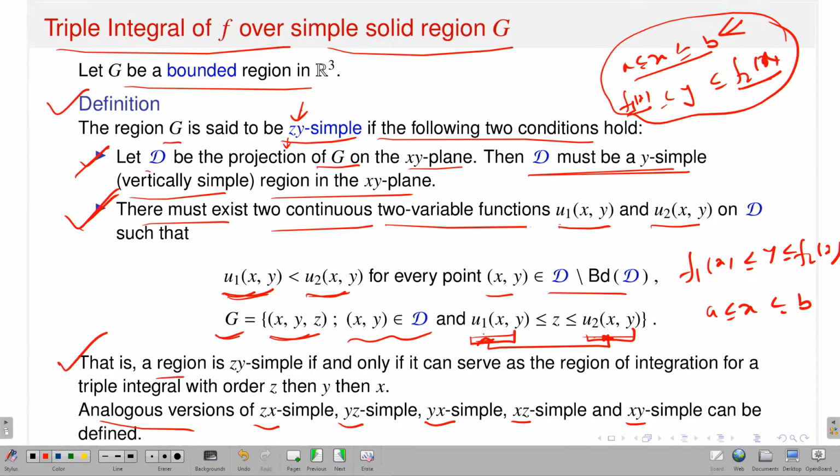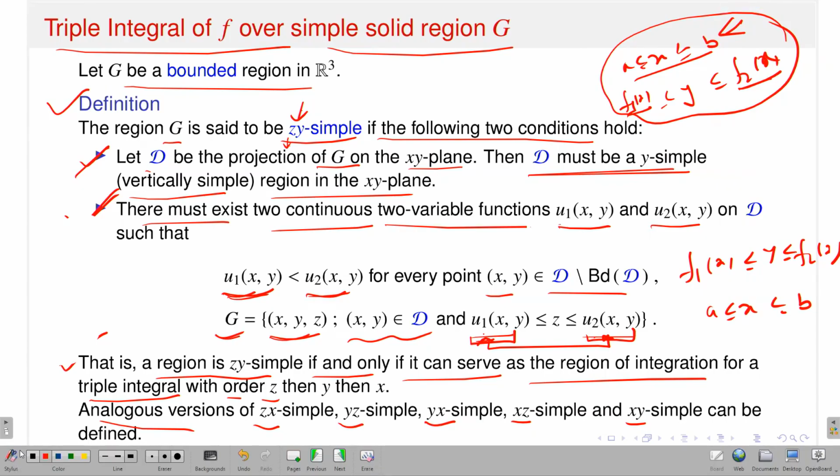So a region is zy simple if and only if it can serve as the region of integration for a triple integral with order. That is very important, with order. First you have to perform the integral with z. Okay, suppose I am starting with some rectangular cube region, so a to b, c to d, and e to f. So suppose I have a function f which is continuous, that means the triple integral exists, all the iterated integrals exist, and then Fubini's theorem guarantees that the value of the triple integral is the same as the value of the iterated integral.